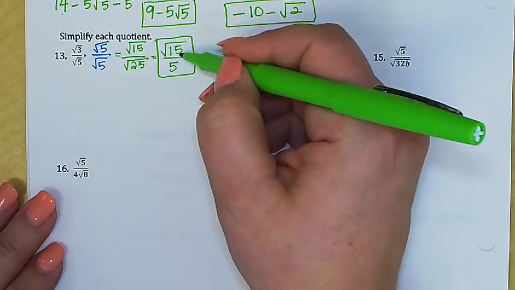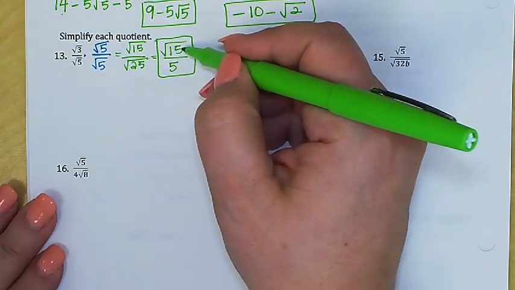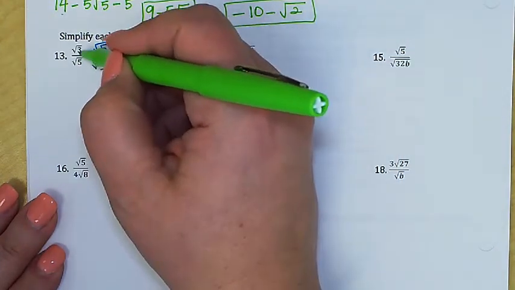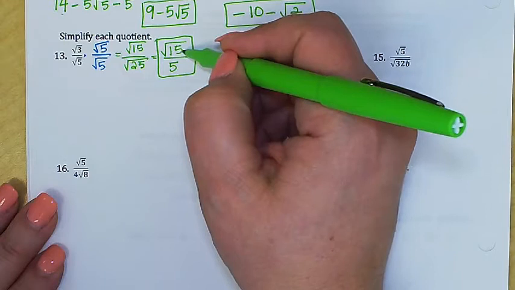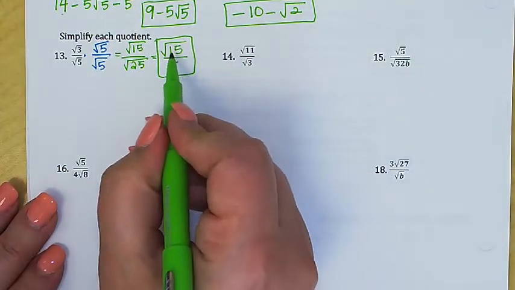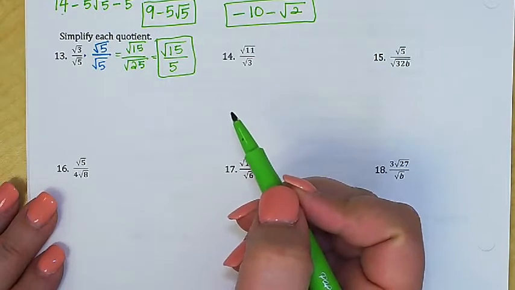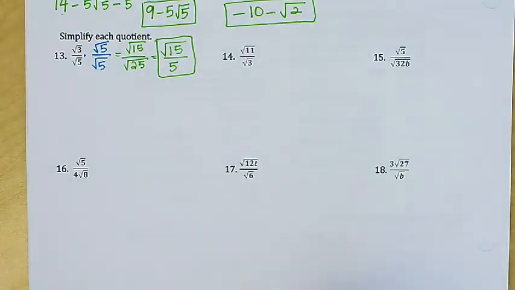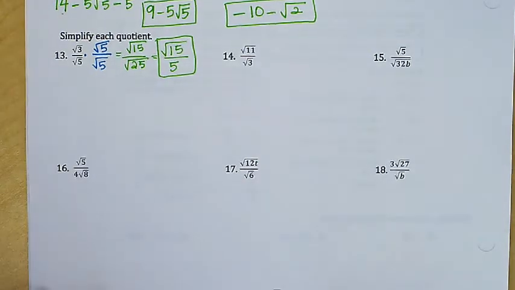Okay. You cannot divide this because, again, this is on the inside and this is on the outside. You could have if they had been like this, but one's inside the radical, the other one's not. So that cannot be simplified. 15 doesn't have any perfect squares in it that we can pull, and we did not leave a radical in the denominator, so we are safe here. We're good. Okay. All right.